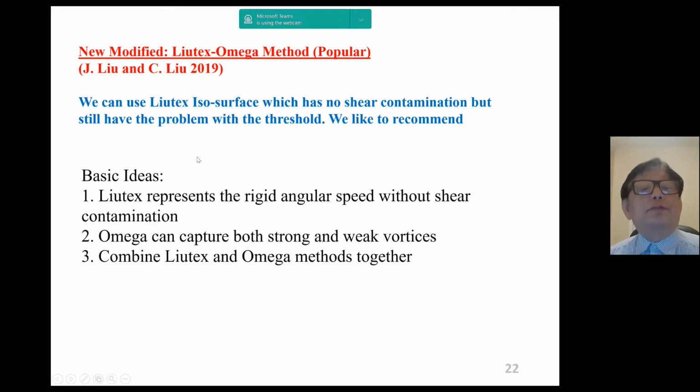I would like to recommend some new methods. The first one is the Nutex-Omega method. The basic idea is Nutex can represent the rigid angular speed without shear contamination. It's a pure rotation. The Omega can capture both strong and weak vortices. So we just try to combine the Nutex and Omega methods.